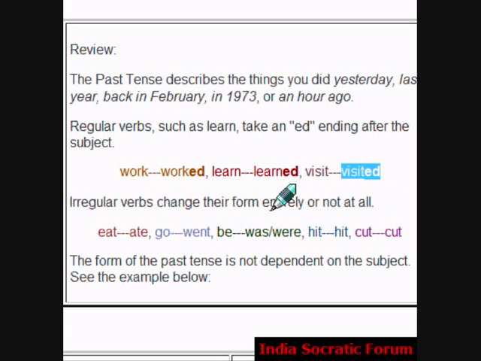Irregular verbs change their form entirely or not at all. That is the irregular verbs. For example, eat becomes ate. Look, it changed. The entire thing changed. Go becomes went. Be, that is is or etc., becomes was, were, etc. Hit becomes hit. Cut becomes cut. Put becomes put. So those don't change at all. They are irregular verbs. The form of the past tense does not depend on the subject.